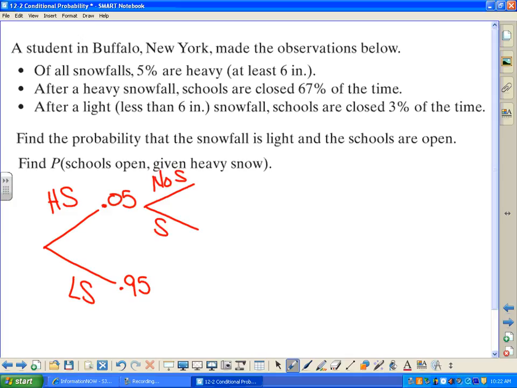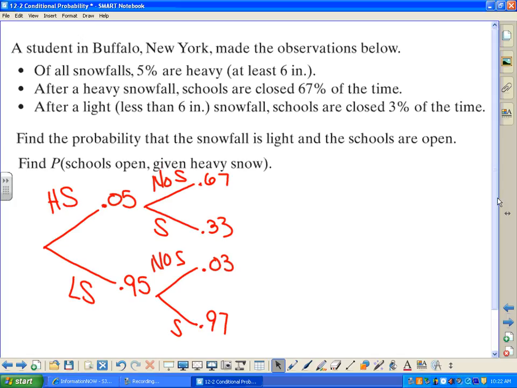Now, if it's a heavy snowfall, there's no school 67% of the time, which means there's school 33% of the time. The same thing can happen down here. We can either have no school or we can have school. If it's a light snowfall, school's called off 3% of the time. So 3% of the time there's no school, meaning 97% of the time we still have school. Okay? Is everybody with me so far on my tree diagram?